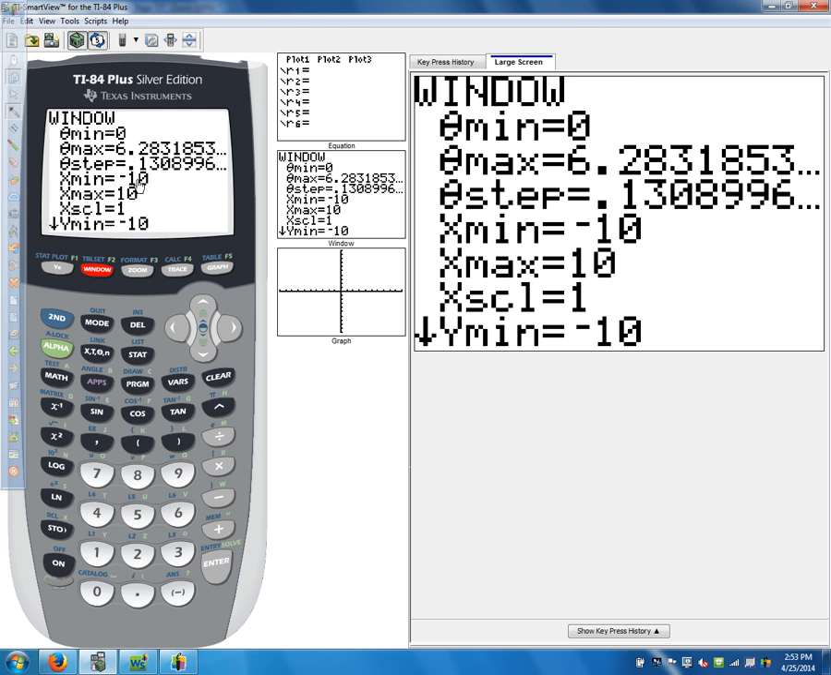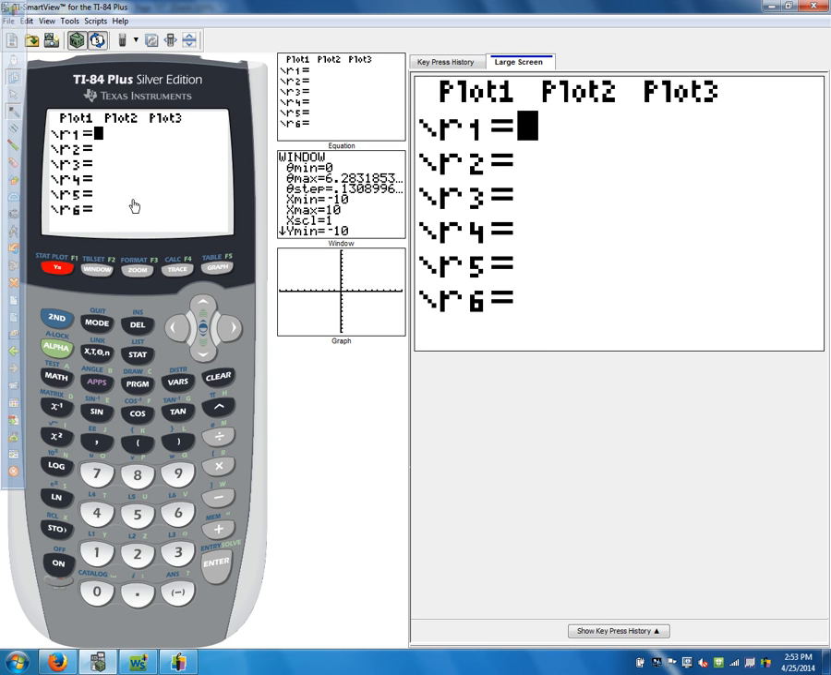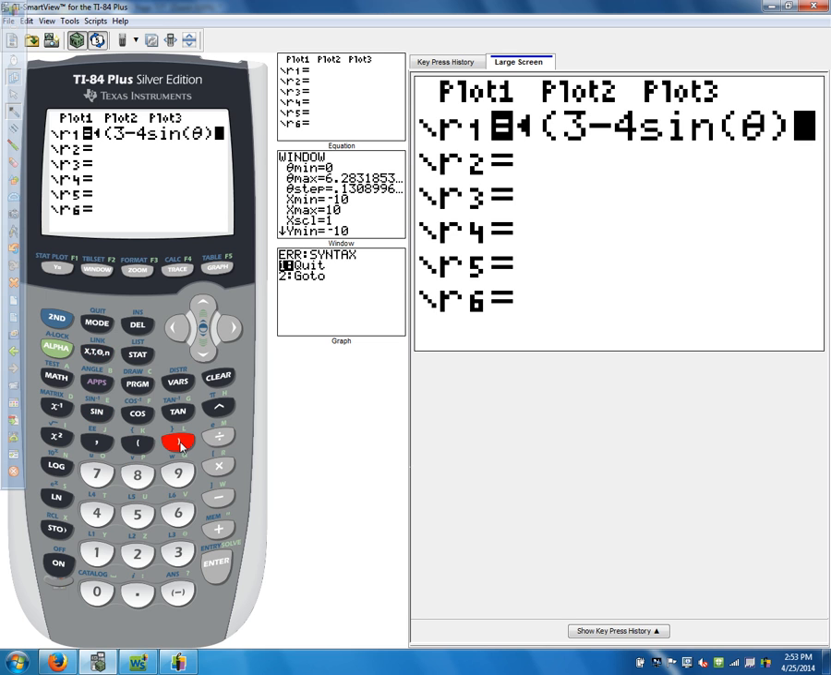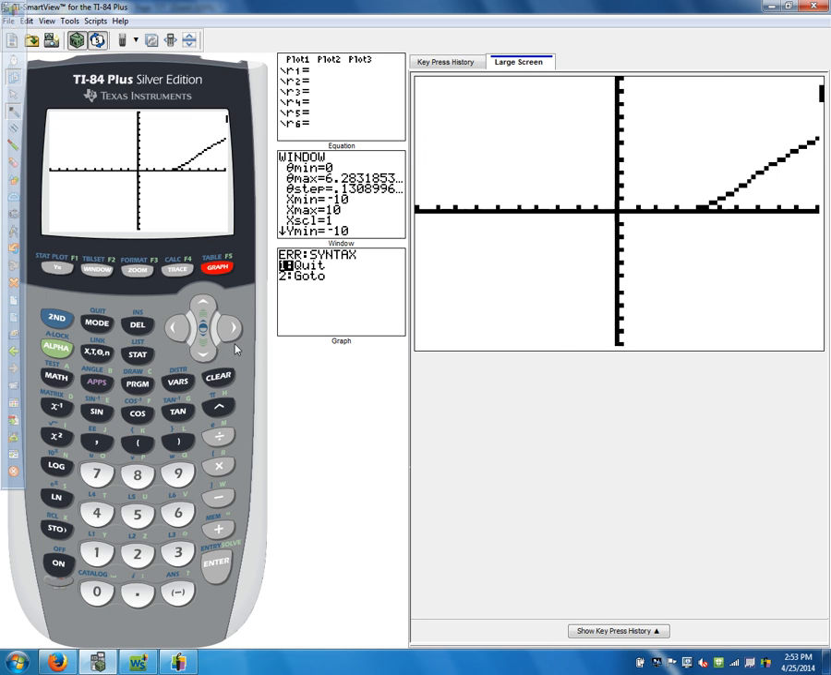Theta max, this looks okay. I don't know what I did here. 12 divided by 3 minus 4 sine theta. So there's the upper part of the hyperbola. These are the asymptotes. There's the hyperbola. Let's expand the window a little bit.